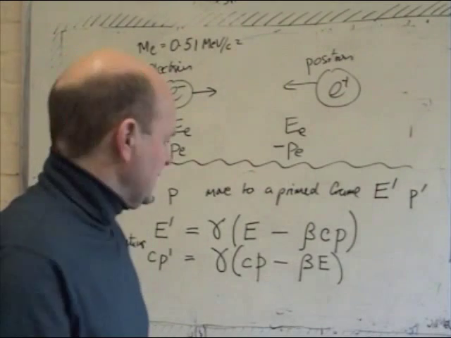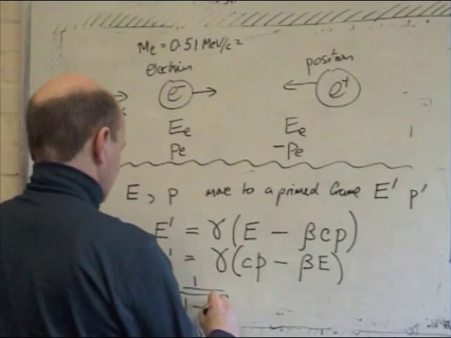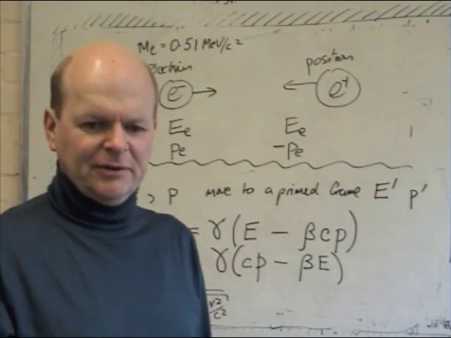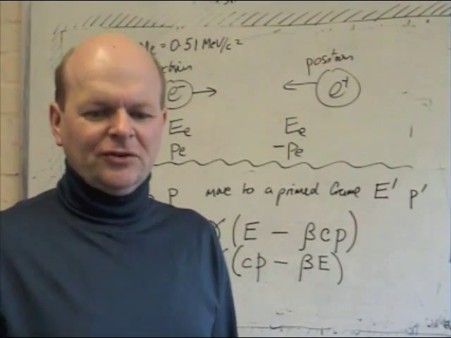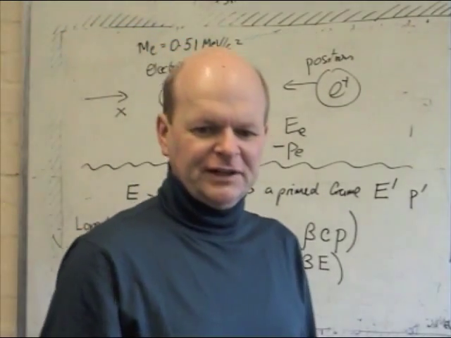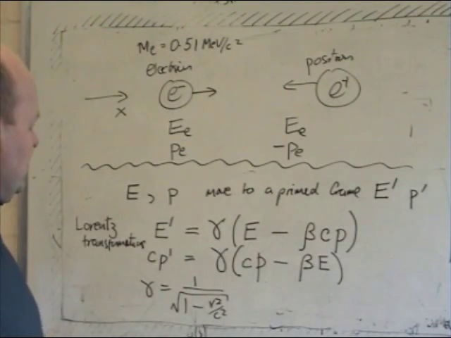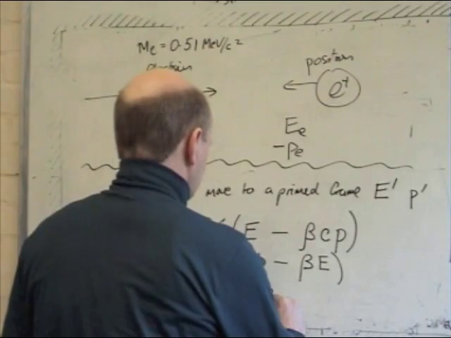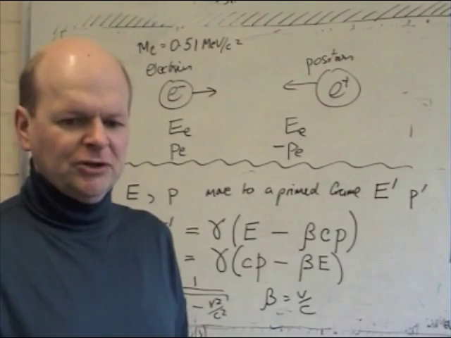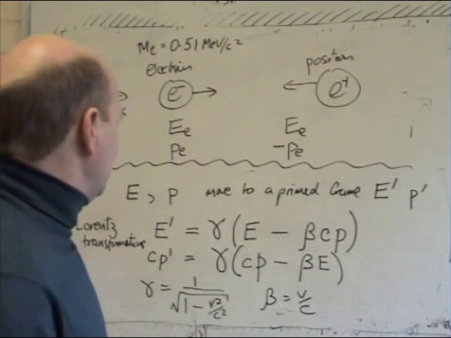And I'll just remind you that gamma equals 1 over the square root of 1 minus v squared over c squared, where v is the velocity of the primed frame, an observer stationary at the origin of the primed frame as it zips along, as measured by the observer stationary in the unprimed frame. And when we write down these formulae, we also have this beta, which is the ratio of v over c. Beta is positive when the primed frame is moving in the direction of increasing x with respect to the unprimed frame. So that's what gamma and beta are.